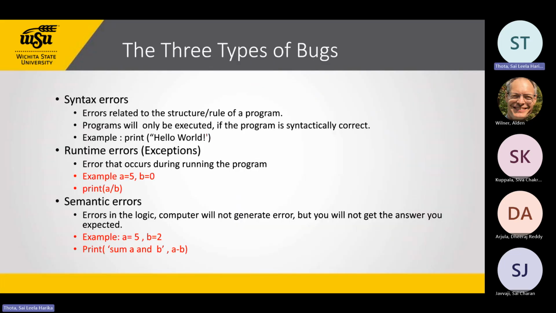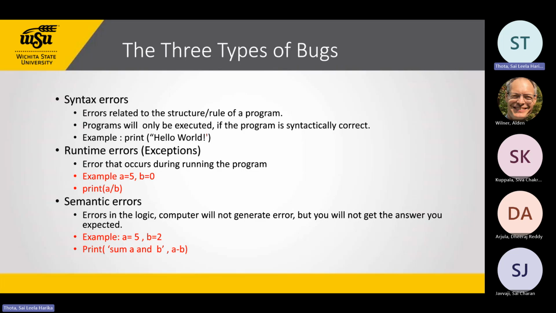Okay, there are three types of bugs or errors, mainly syntax errors, runtime errors and semantic errors. Syntax errors, we already know about that. Basically, syntax errors occur when the structure of the program is not good. You write the program, but the structure is wrong. Then we get syntax errors.